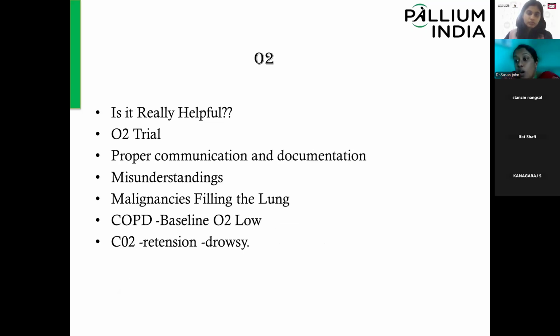Next important thing is oxygen. Is it really helpful? Oxygen for terminally ill or end of life patients with advanced disease? Any suggestions or any opinion? Any idea? No idea.